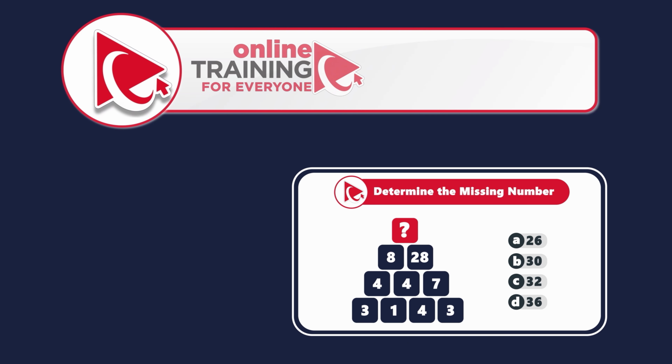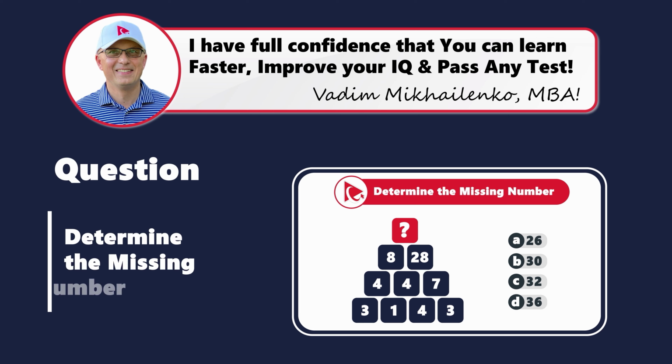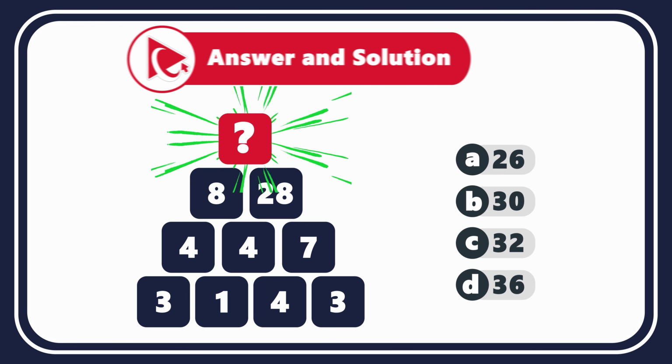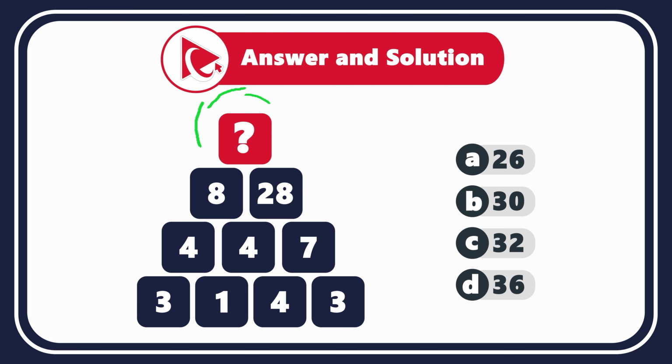Prepare to tackle this intriguing assessment test question, designed not just to test your mental math abilities, but also to foster your analytical skills, which you can use in day-to-day life. You need to determine the missing number, which is located on the top of the pyramid. The other numbers in the pyramid are 8 and 28 in the second row, 4, 4, and 7 in the third row, and 3, 1, 4, and 3 in the fourth row. You need to calculate the missing number and select it out of 4 possible choices.